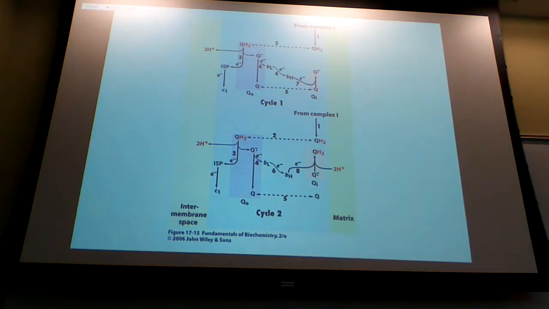So that is the Q cycle. End result, we get 4 protons on this side, and then we get 2 cytochrome C1s that get reduced, so that we get 2 cytochrome Cs reduced from 1 NADH, or 1 FADH2.